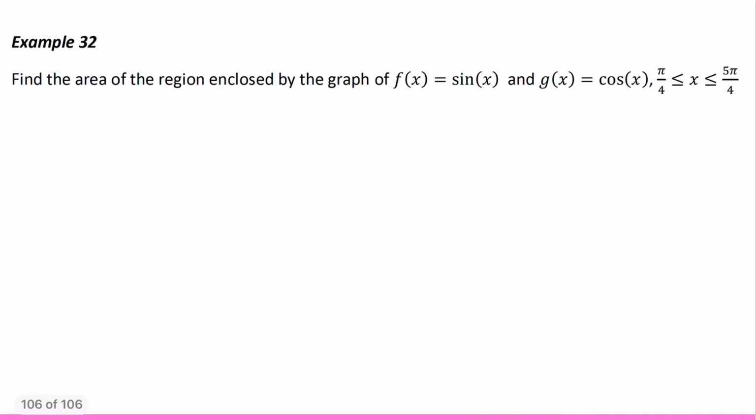All right, final example for today. Find the area of the region enclosed by the graphs of f of x equals sine x and g of x equals cos x, and they've given us two specific boundaries again. So that's pi on 4 to 5 pi on 4. So let's go ahead and sketch this.